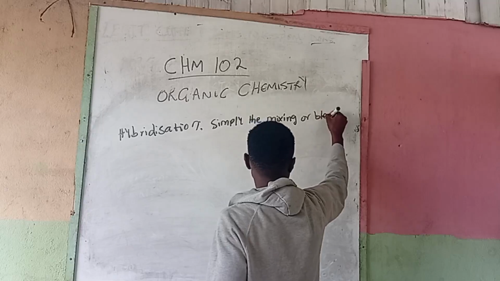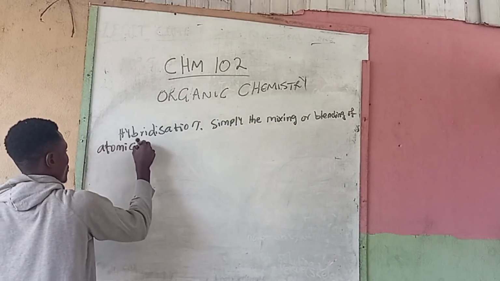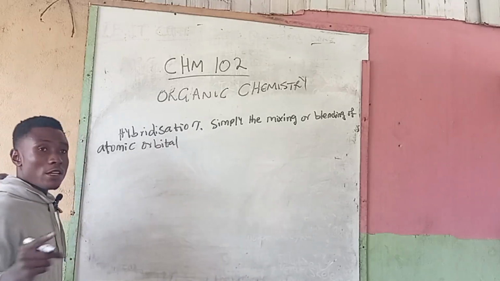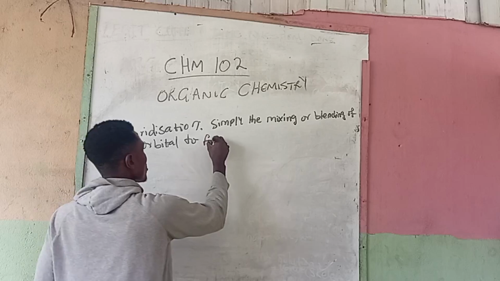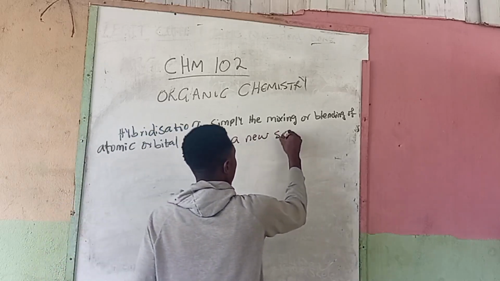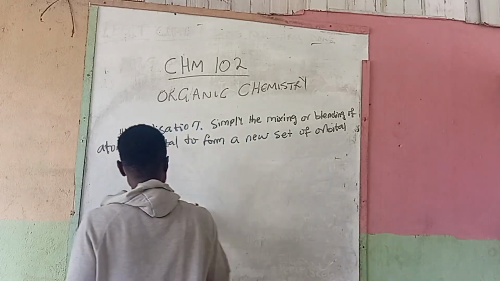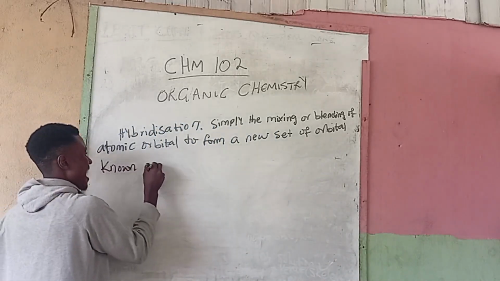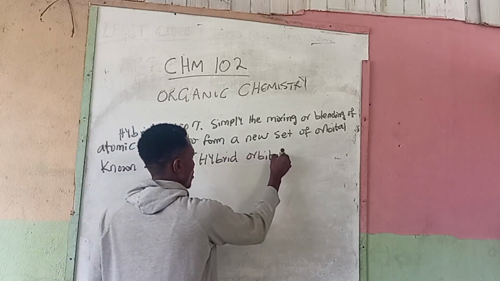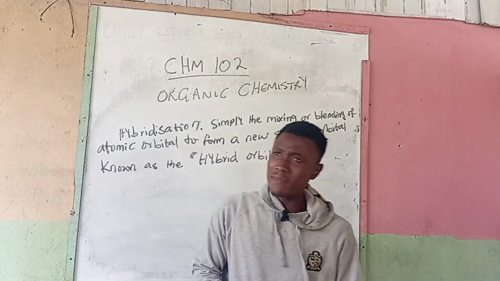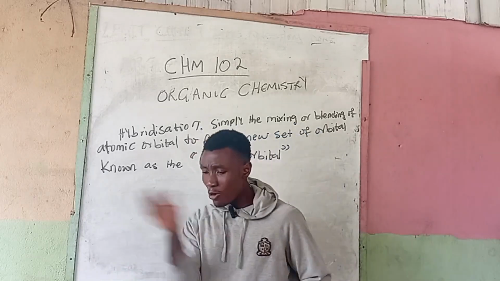So we say hybridization is simply the mixing or blending of atomic orbitals to give you a new set of orbitals, known as the hybrid orbitals. Simply the mixing or the blending of atomic orbitals to form a new set of orbitals known as the hybrid orbitals.